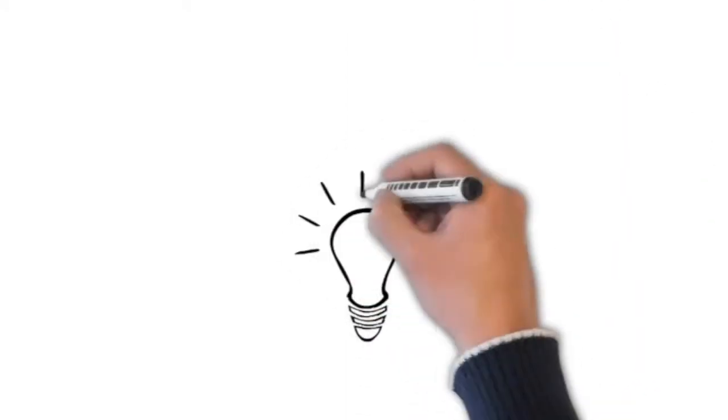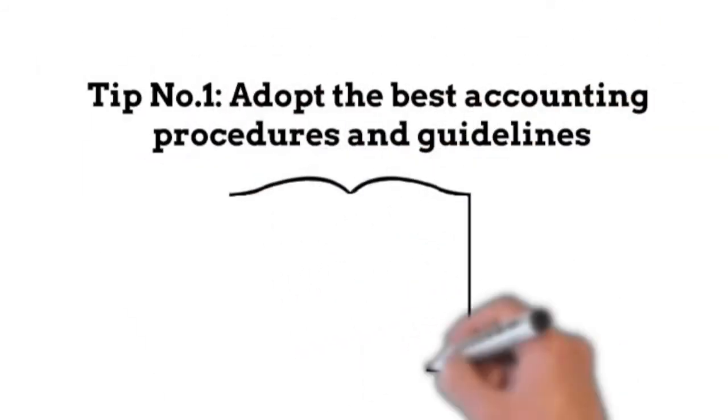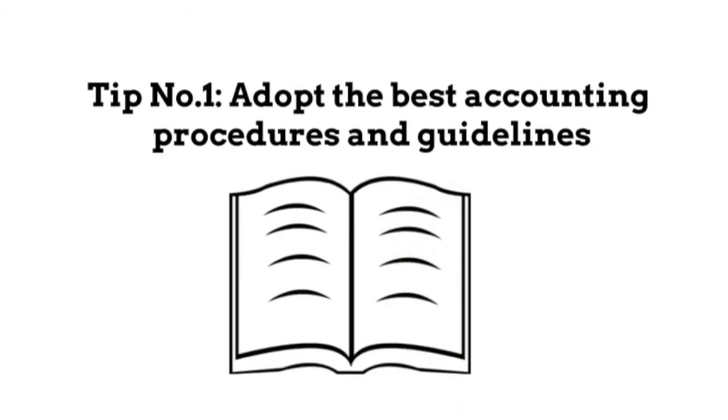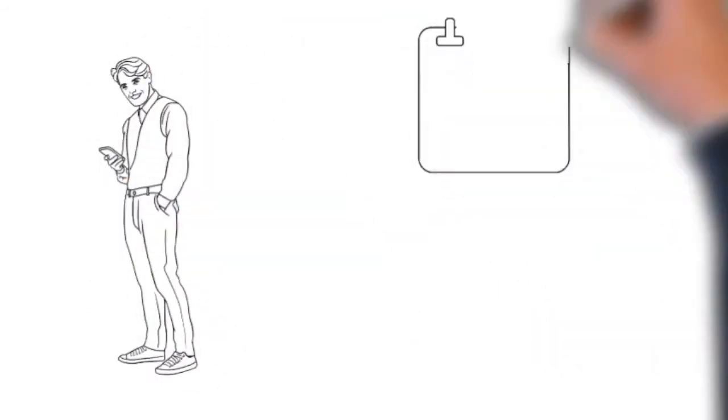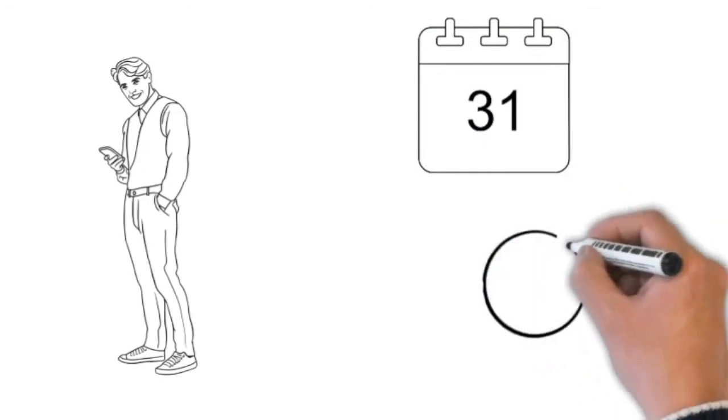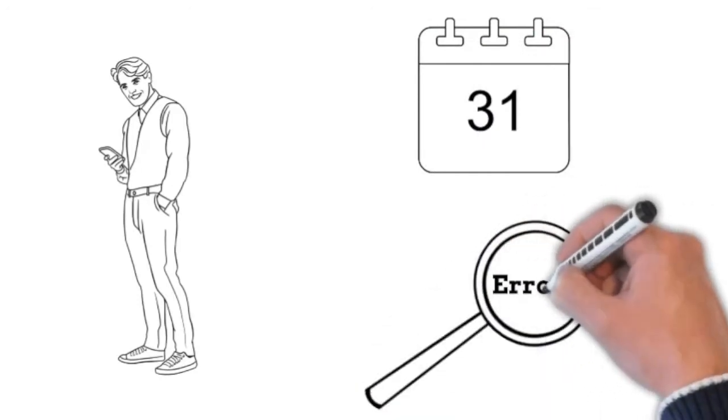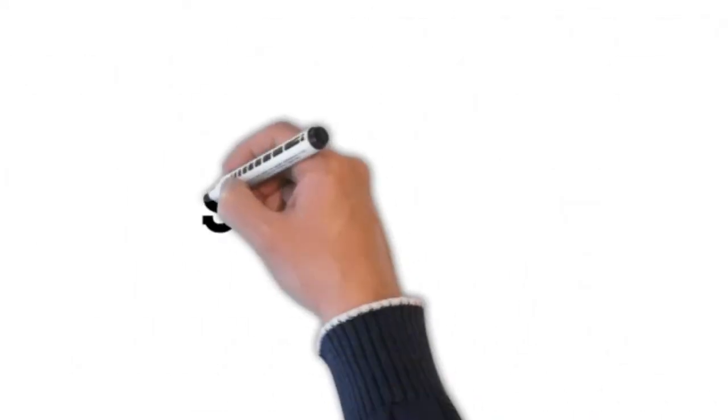Here are some tips on how to avoid these accounting errors. Tip number 1. Adopt the best accounting procedures and guidelines. Do not allow employees to procrastinate. Set deadlines for data entry and reconciliation so errors can be discovered and addressed efficiently.